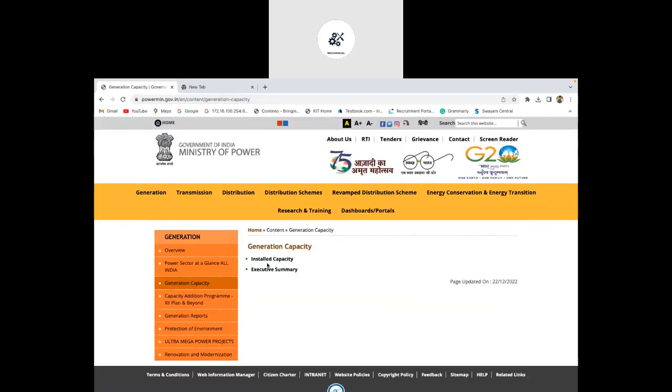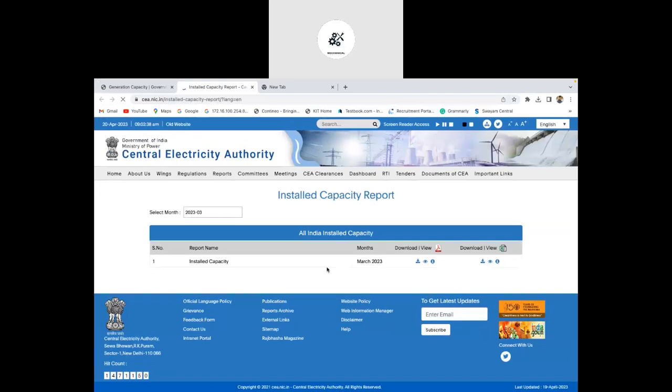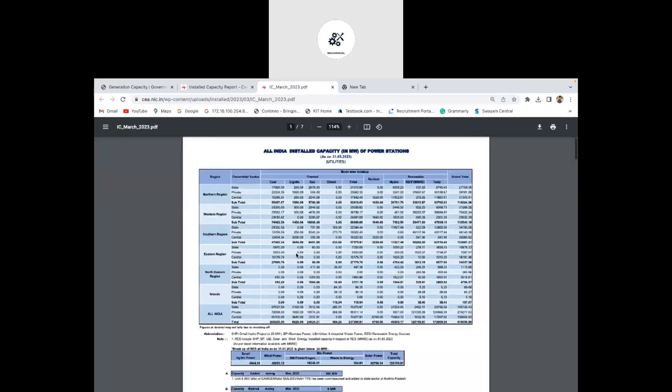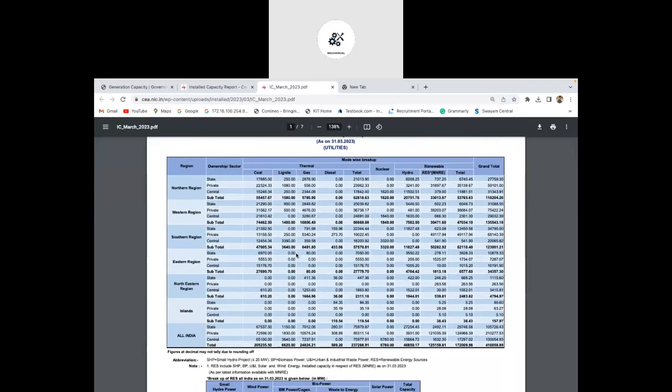You can also see the generation capacity here, the installed capacity in India. By viewing this report, you will find the installed capacity sector-wise, region-wise, etc. You can see here the thermal mode, the amount of energy generated, and here the renewables, the amount of energy generated, region-wise and also sector-wise.